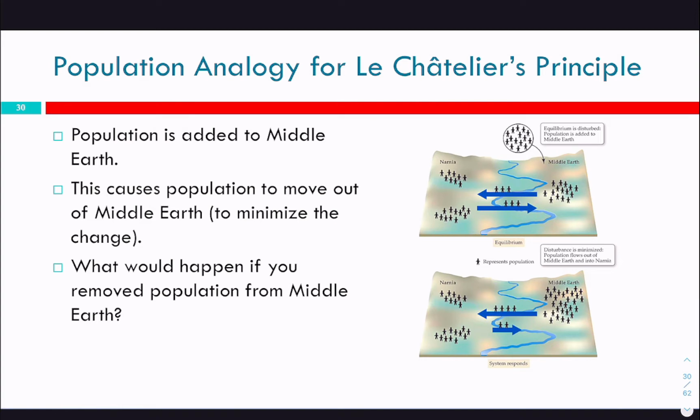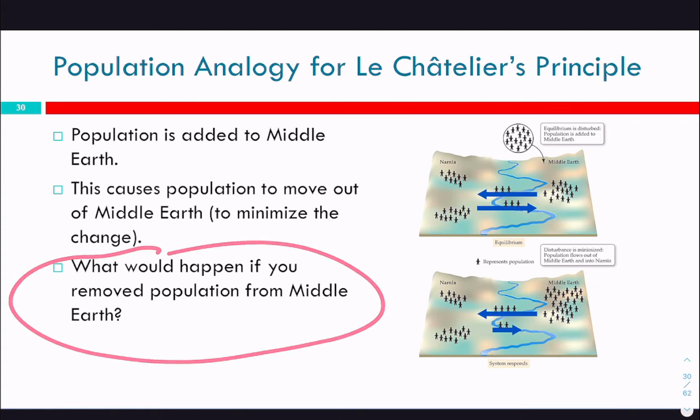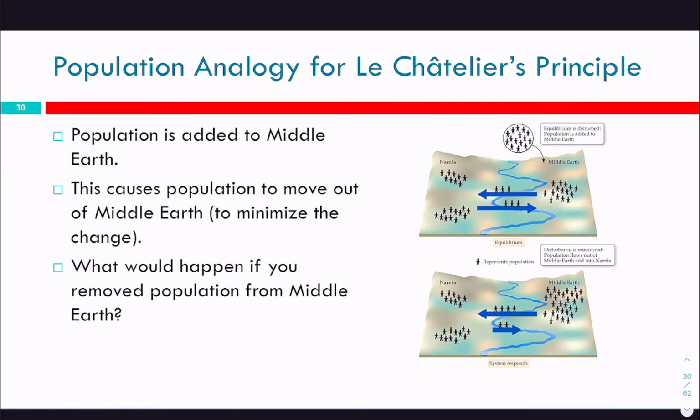Anyway, so what would happen though if, like in Lord of the Rings, this huge war happens and the population of Middle Earth is reduced? So suddenly there are a lot less people in Middle Earth than there were before the war. Where are people going to move? They're going to move to Middle Earth, right? They're going to move to where their space is.